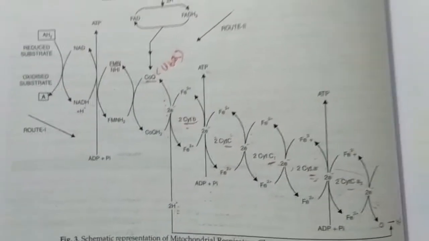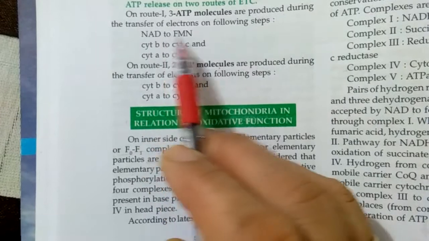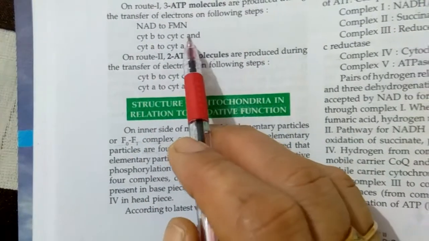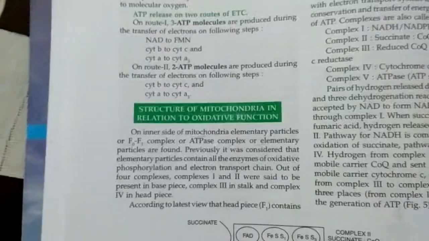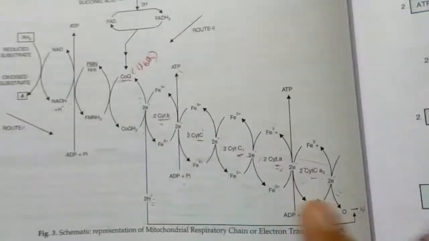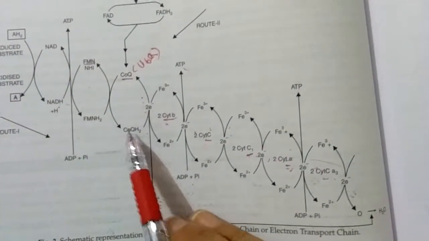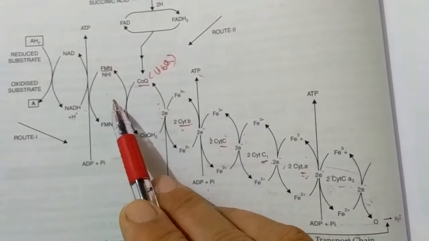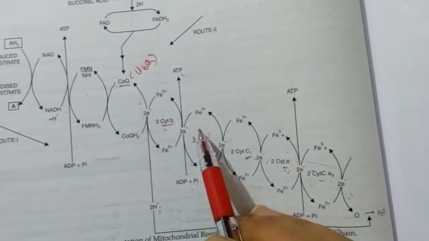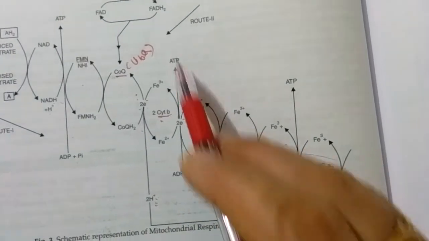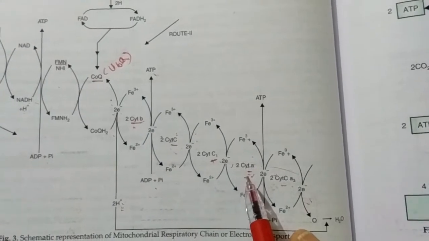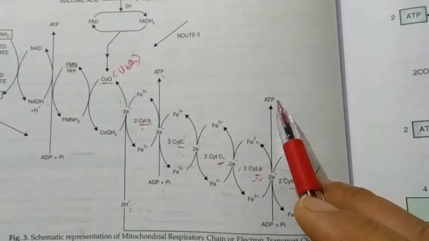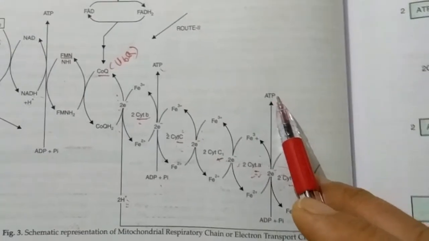So where is the synthesis of ATP going on? When the electron has passed from NAD to FMN, from cytochrome B to cytochrome C, and from cytochrome A to cytochrome A3. At these three places, the synthesis of ATP has taken place. As it is written at the back, but it is shown here. From NAD to FMN, ATP is formed. When the electron has passed from cytochrome B to cytochrome C, the synthesis of ATP has taken place. And when the electron has passed from cytochrome A to cytochrome A3, also the synthesis of ATP has taken place.